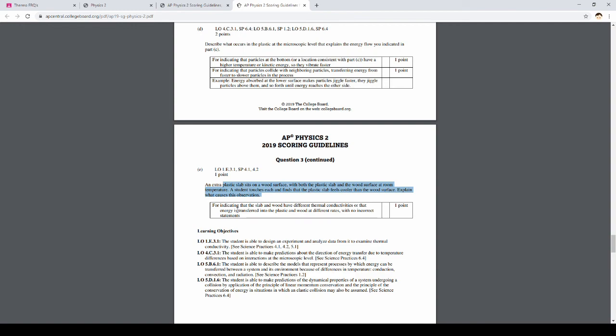So indicating that while they are at the same temperature, that temperature is lower than body temperature. So when you put your hand on both of them, heat is going to be drawn from your hand. If it is drawn from your hand faster, you're going to perceive it as being cooler. So the thermal conductivity of the plastic is higher than the thermal conductivity of the wood.